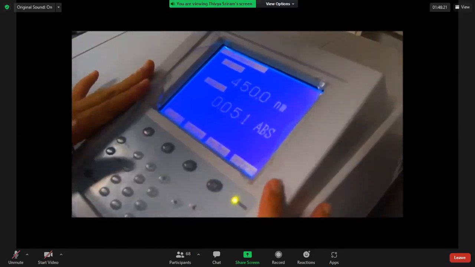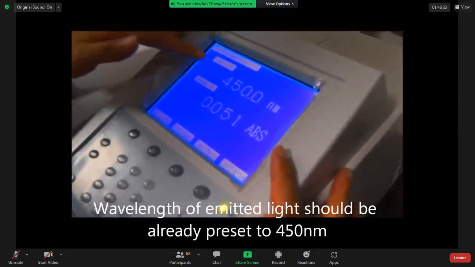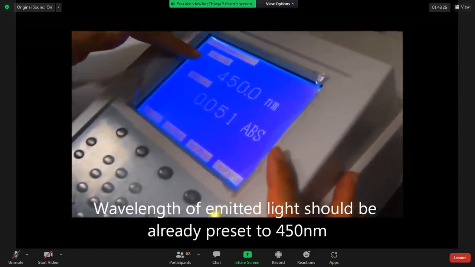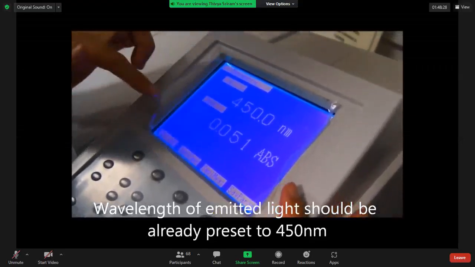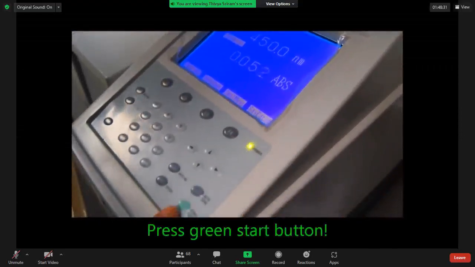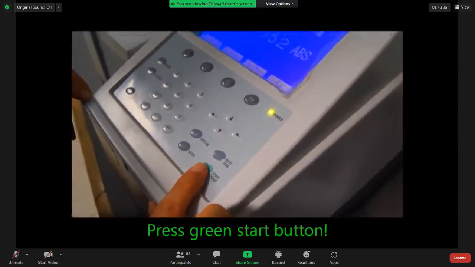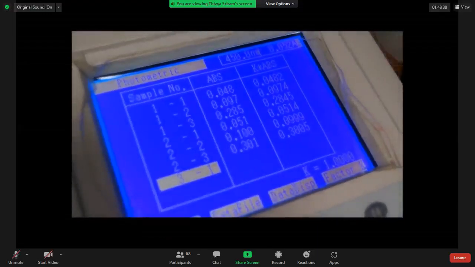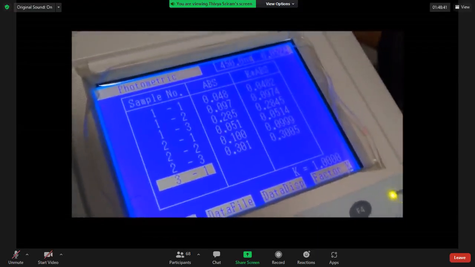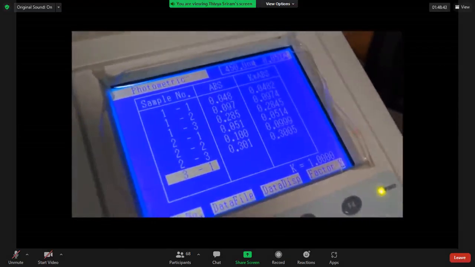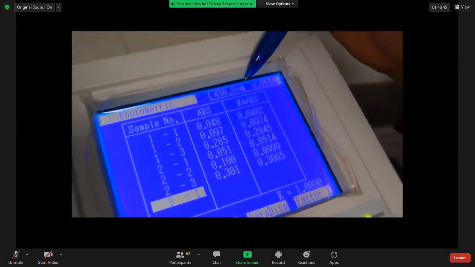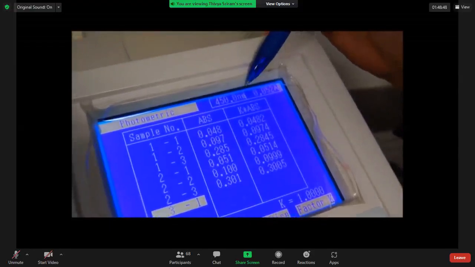Once you have placed the cuvettes inside the spectrophotometer, close the lid and make sure that the display is on the main measurement page, which should look something like that with the wavelength that you're using. And all you need to do is press the start button, which is at the bottom right hand corner. It's green. So we press it now. Once you have done that, the spectrophotometer will measure for you the absorbance at that particular wavelength. You can see the wavelength up here. And these are the results.